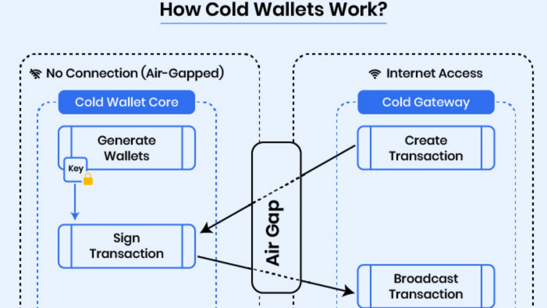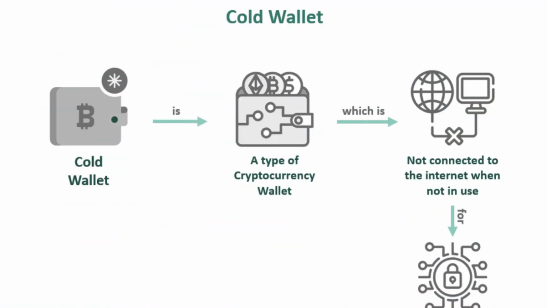Air-gapped environment. Cold storage devices are typically kept in an air-gapped environment, disconnected from the internet and other network devices, reducing the risk of unauthorized access or remote attacks. Physical security measures. Cold storage solutions often incorporate physical security measures such as encryption, tamper-resistant seals, and multi-factor authentication to protect against physical theft or tampering.